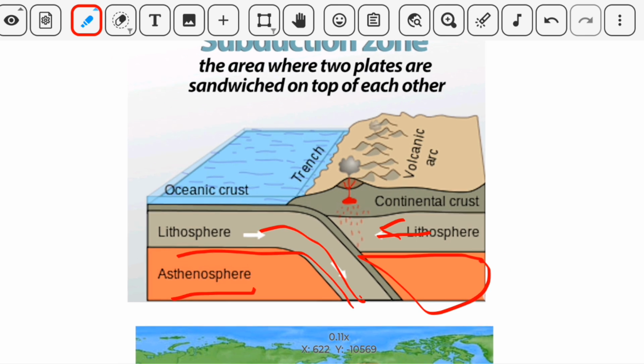Now, one plate is subducting here. This is the lithosphere, and this asthenosphere is called the magma chamber. At the subduction point, the oceanic crust is denser than the continental crust, which is why it subducts below. Because it goes downward so deep, these are the deepest points on earth, like the Mariana Trench in the Pacific Ocean. So these are called trenches, and these mountains are called volcanic arcs.